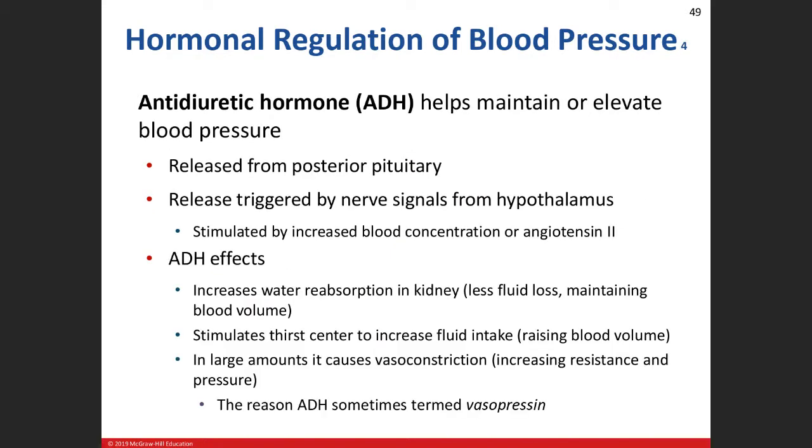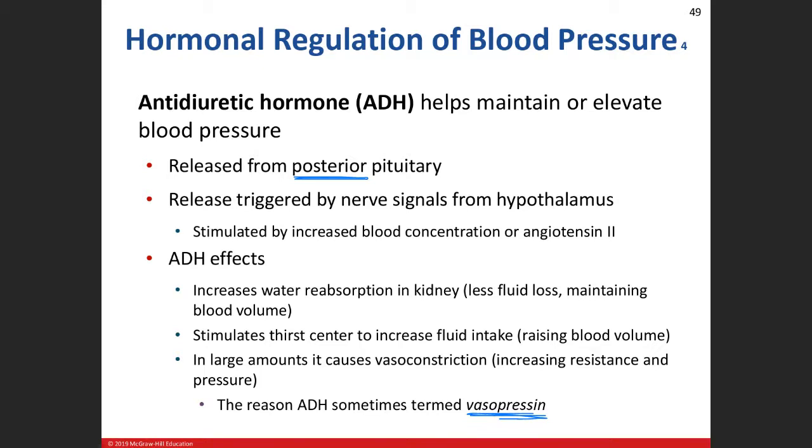Now we've got ADH, antidiuretic hormone, also known as vasopressin. We learned about this in chapter 17. The hypothalamus is going to trigger the posterior pituitary to release our ADH. Guess what? The posterior pituitary does not synthesize ADH. Who makes the ADH? The hypothalamus.